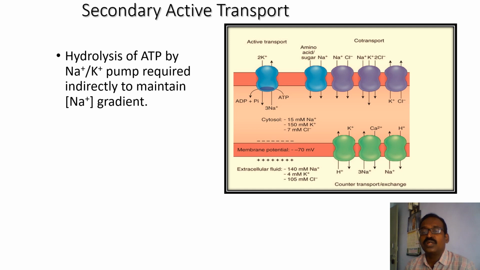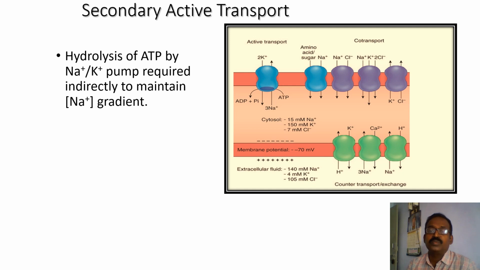These are the counter transports. Potassium and hydrogen are transported in opposite directions. Calcium and sodium transport also occur in opposite directions. This is called counter transport or antiport. Here all are transported in the same direction: sodium and amino acids, sodium and chloride, sodium potassium chloride. These are called co-transport or symport. So secondary active transport may be co-transport or symport, or counter transport or antiport, but it indirectly utilizes the energy.